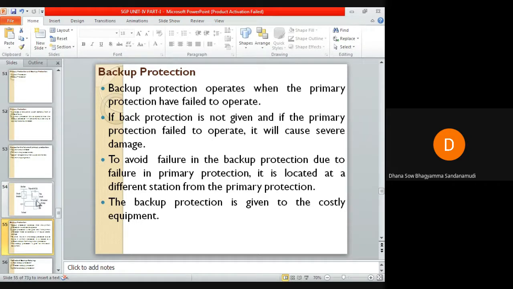Generally, backup protection is given to costly equipment. For cost and economic considerations, backup protection is employed only for protection against short circuits, but not for any other abnormal conditions. Backup protection is not required for abnormal conditions which persist for a very short duration, such as slight fluctuations in voltage or current. Usually, it is given in the system where chances of short circuit are more.